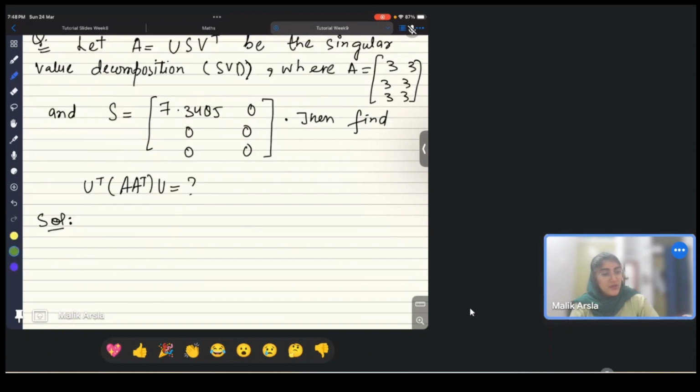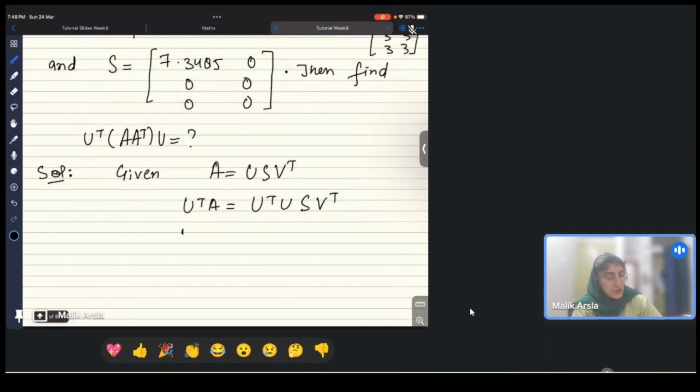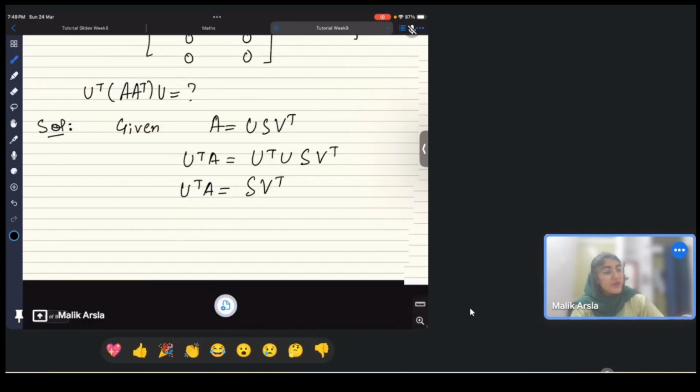Okay, so we have been given that A is equal to U into S into V transpose. Then we can pre-multiply it with U transpose, right? So we can write U transpose A is equal to U transpose U into S into V transpose, correct? And U transpose U will be what? Identity matrix, so it will be S into V transpose.